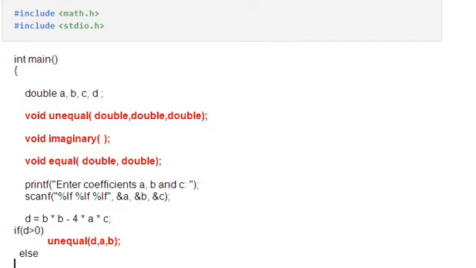So look at this, your third program, roots of quadratic equation using functions. Look at the function declarations. We have three functions here: unequal, imaginary and equal. So no confusion regarding function declarations. Based on your requirement we use the parameters. So here we have three declarations.